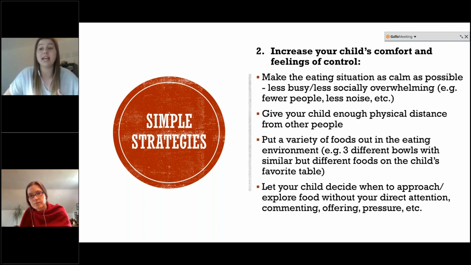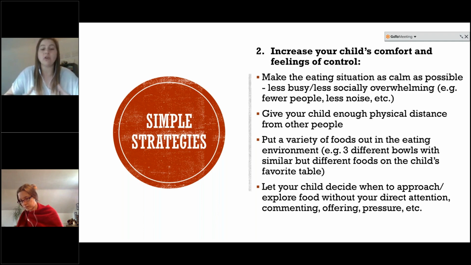Increasing their comfort is a very important thing. Looking at, how can I make this eating environment calm? How can I arrange the table in a way where, as Zuzana said, maybe the child's feet are touching the ground, maybe they feel grounded. How can I make the table smaller or bigger?